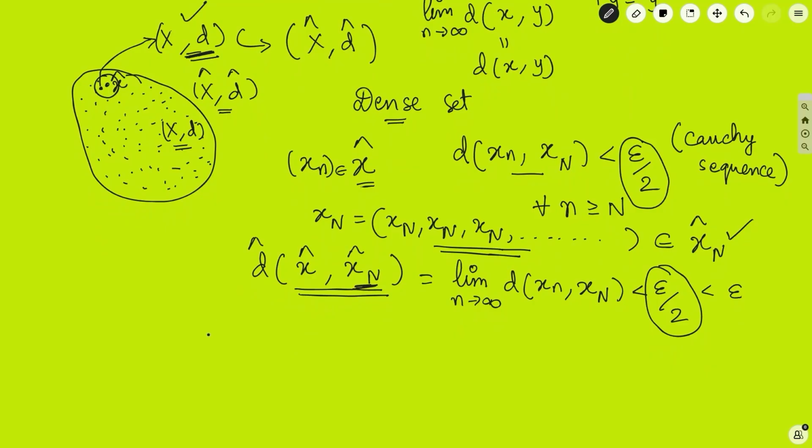It's also dense. So this implies the image X_d is dense in this space. That's good. Density is good.